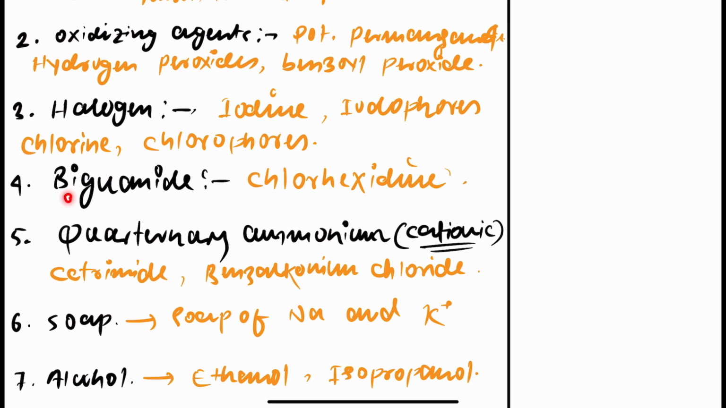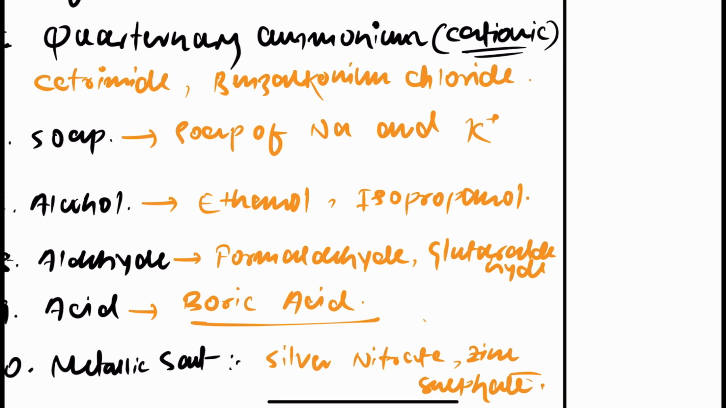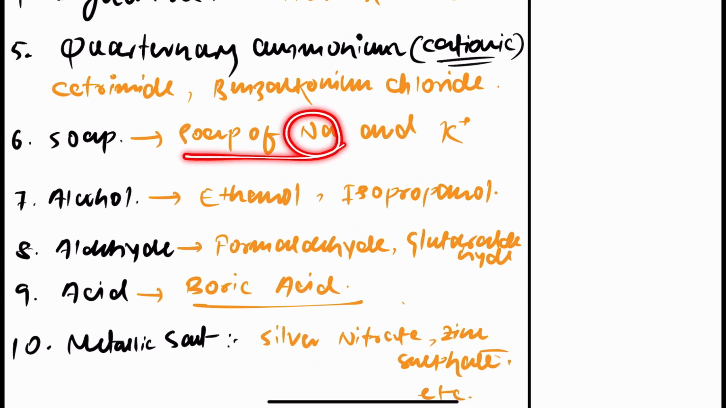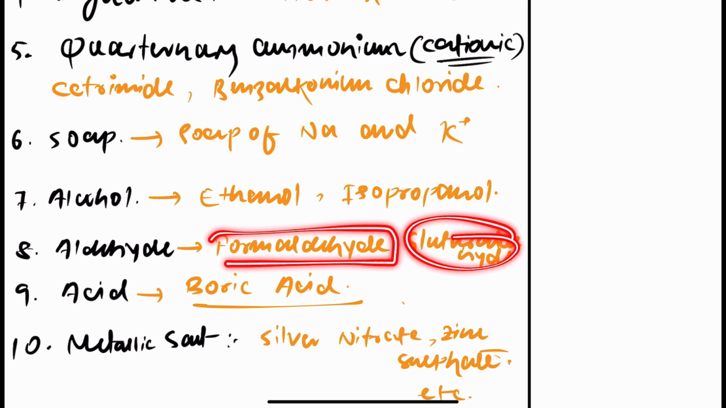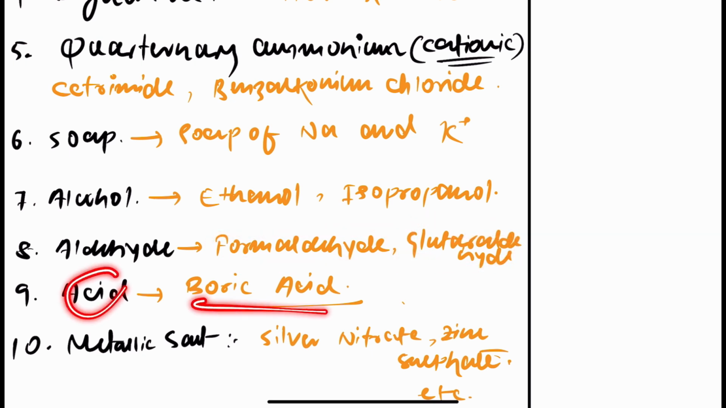Under biguanide there is chlorhexidine, and under quaternary ammonium there are quaternary ammonium salts, cationic salts, which are cetrimide and benzalkonium chloride. Under soap there are soaps of sodium and potassium, long chain fatty acids. Under alcohol, ethanol and isopropanol. Under aldehyde there are formaldehyde and butyraldehyde. Under acid there is boric acid.